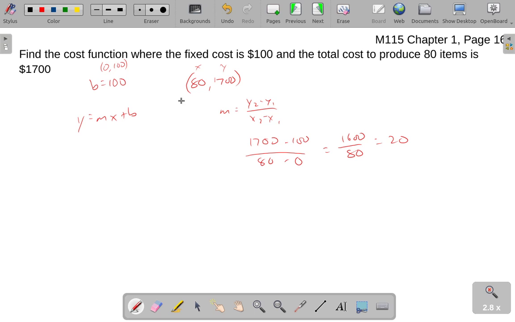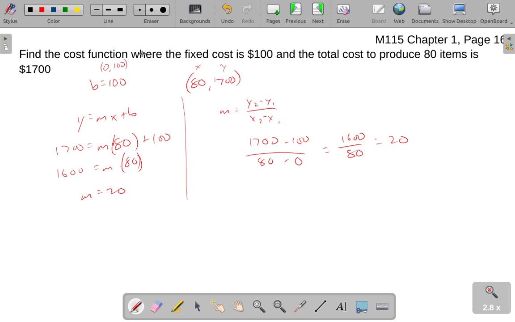If I'd done it this way, let's see how that would work. We get 1700 equals m, which is unknown, times x, which is 80, plus 100. Let's see, I'd subtract 100 from both sides. 1600 equals m times 80. Not the firecracker, M80. Divide both sides by 80, and we get m equals 20. You can see we get the same slope for both of these. It's just a slightly different way of going about it.